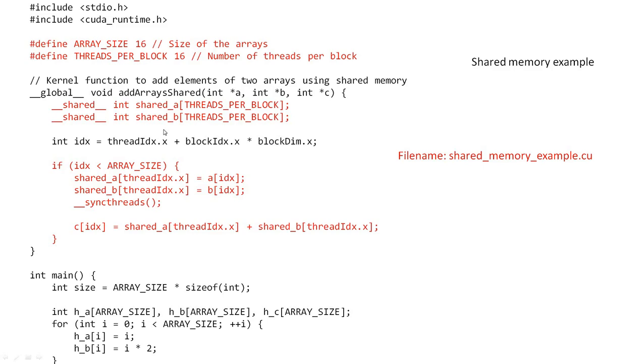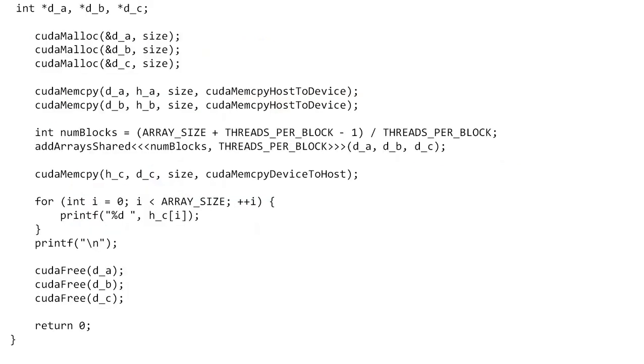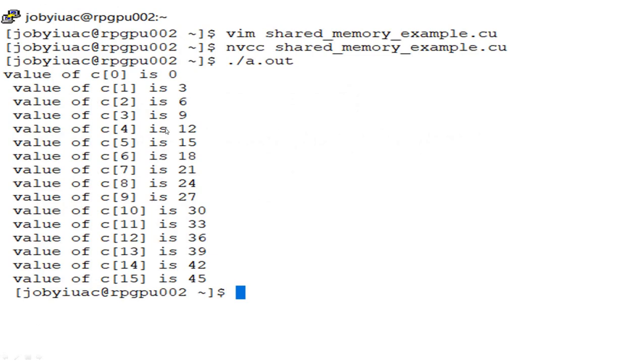IDX is calculated like earlier only. Now this red line: if IDX is less than the array size, then you have to say shared A at thread IDX.x is equal to A, and similarly for B. You are copying the values so that you are within the array size, and then syncthreads. These are the extra lines which are required while doing the shared memory example. The remaining lines are exactly the same: allocation, memory copy, etc. The final result of this is shared memory example.cu.